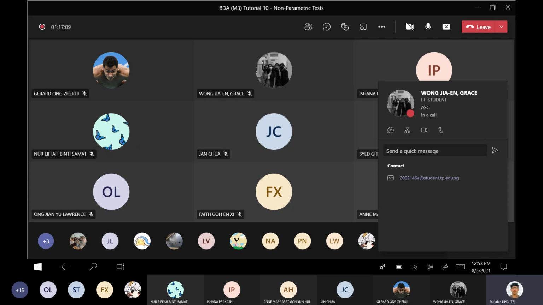So 1G, if the test statistic of Wilcoxon rank sums test is greater than the critical value, we will reject the null hypothesis. True or false? False, correct. Okay, this is the only time that when the test statistic is greater than critical value, you actually accept the null hypothesis. So this is a bit confusing here.